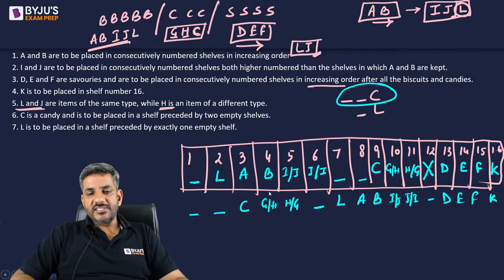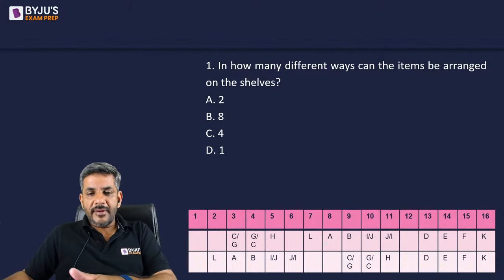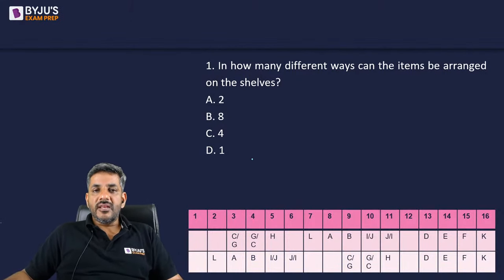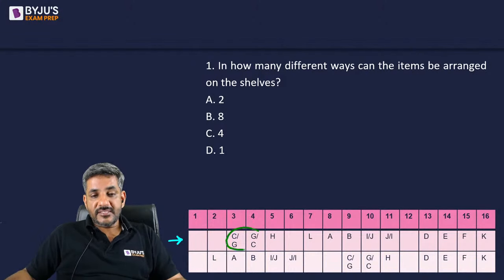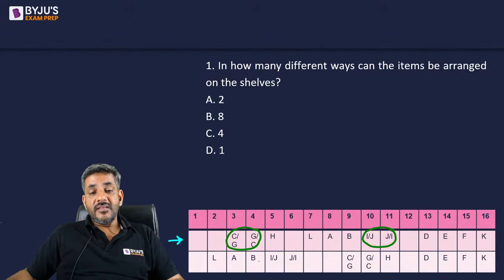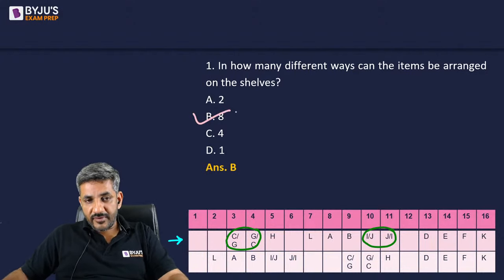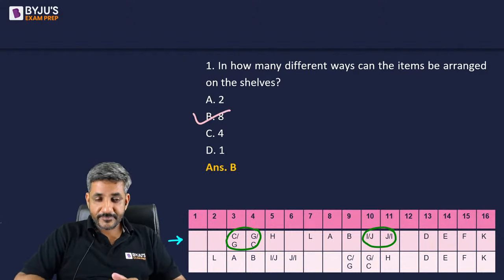तो चलिए अब क्वेश्चन शुरू करते हैं। I've already made this table for all of you. So in how many different ways can the items be arranged on the shelves? कितने तरीके हैं? So in case 1 we have C and G that can be arranged in two ways. We have I and J that can be arranged in two ways. So ultimately 4 ways are there, and similarly 4 ways are there for case 2 as well. So ultimately the total number of ways in which this can be done is 8.